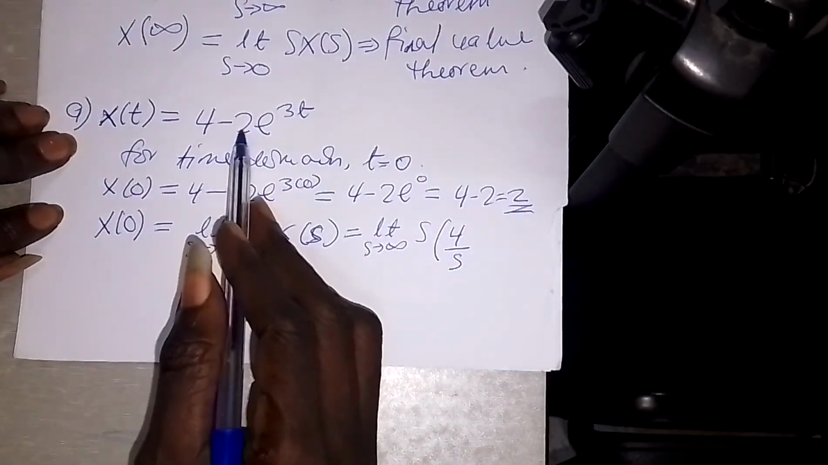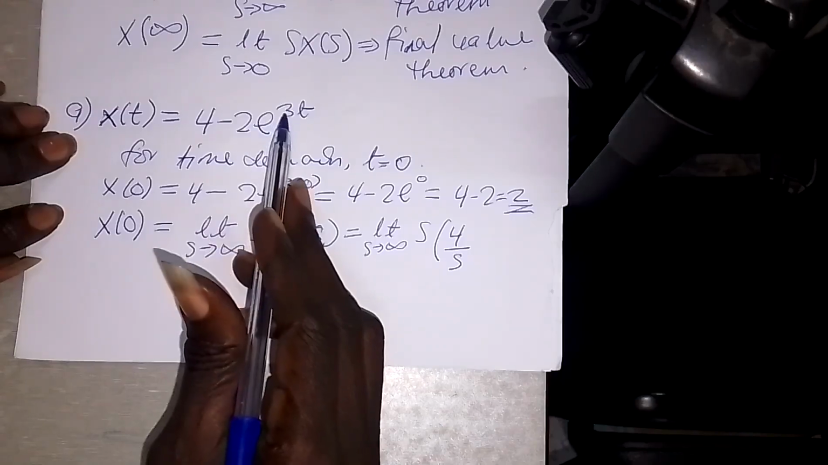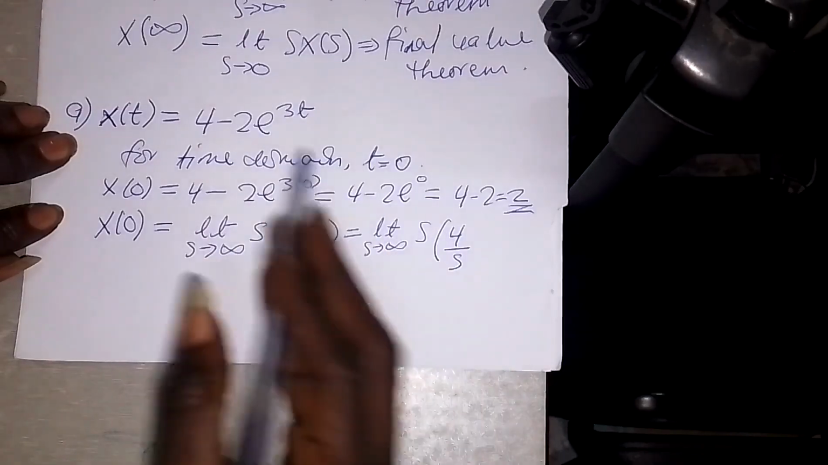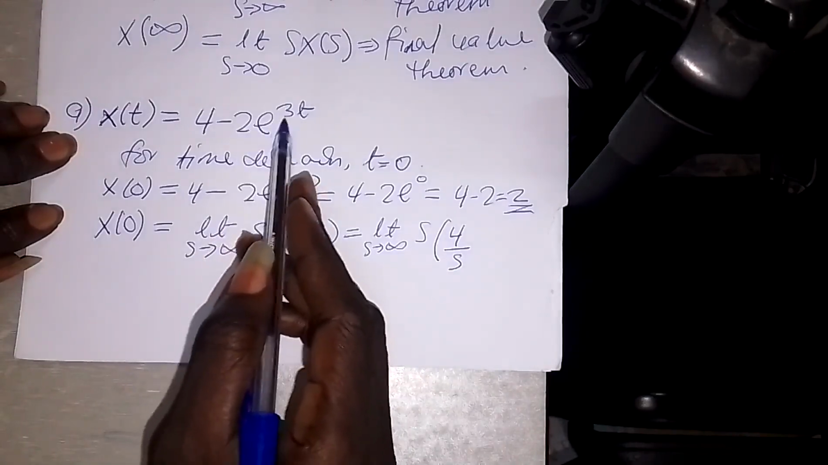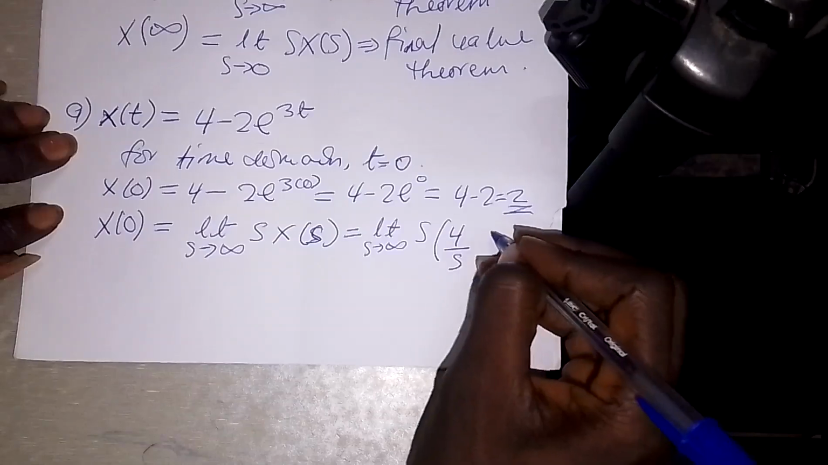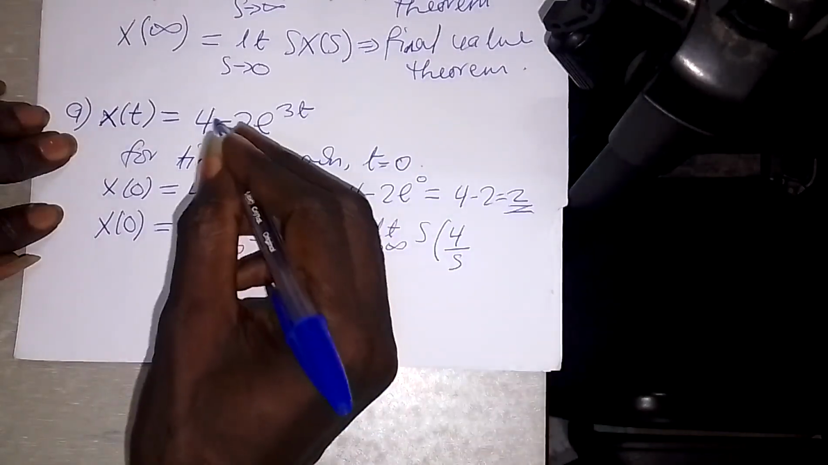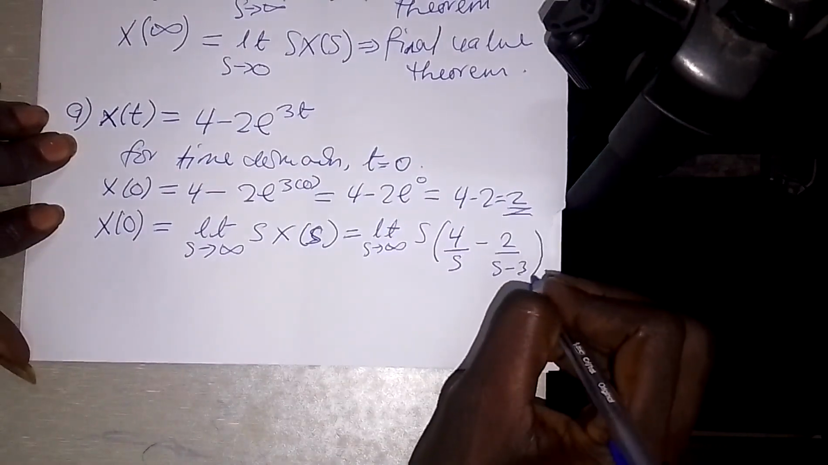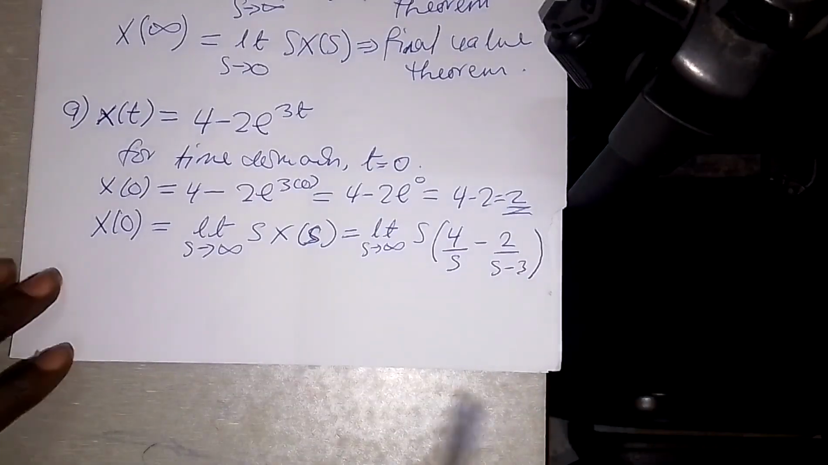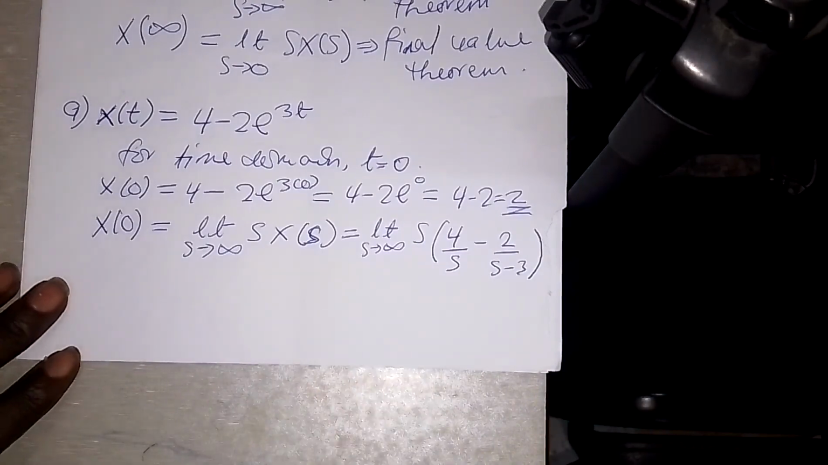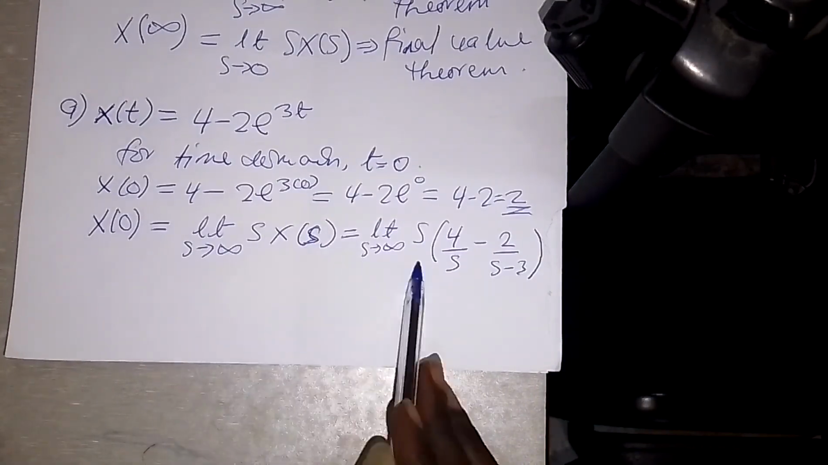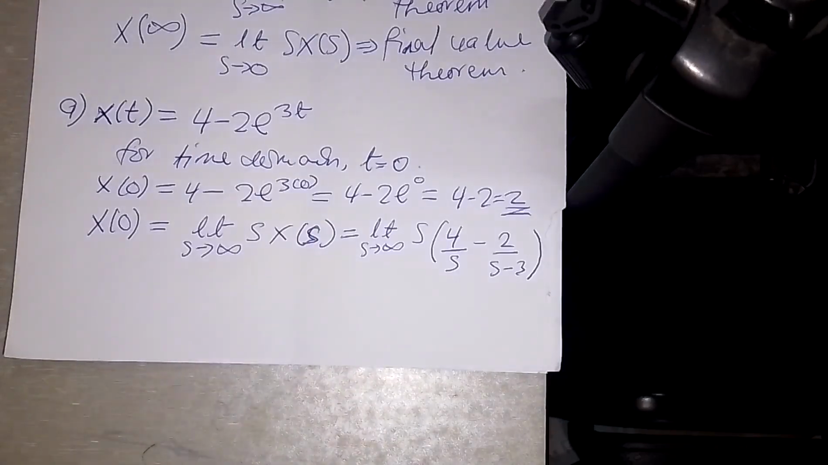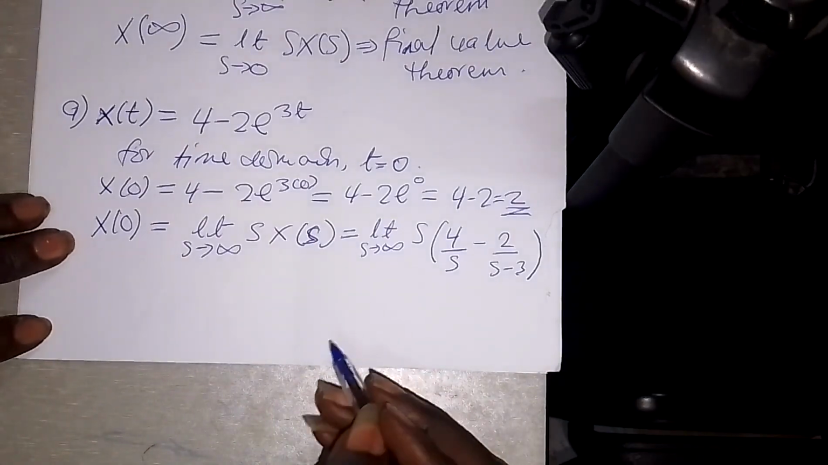What is the transform for minus 2 times e to the power 3t? This is going to be 2 over s minus 3, and the minus must come, so minus 2 over s minus 3. So that is the transform, and this s here is what I have brought in. This is how you can write the limit for this equation. Now I can just multiply through.